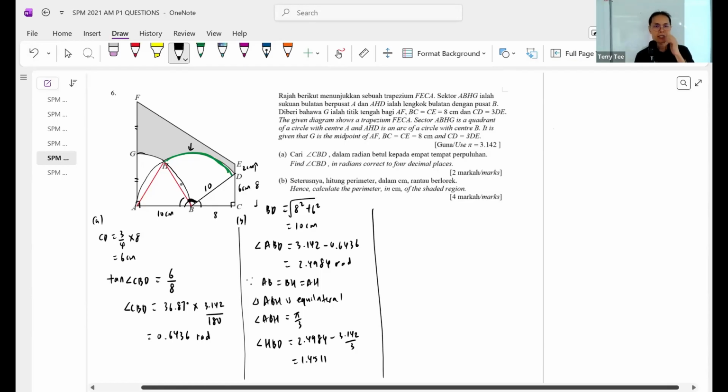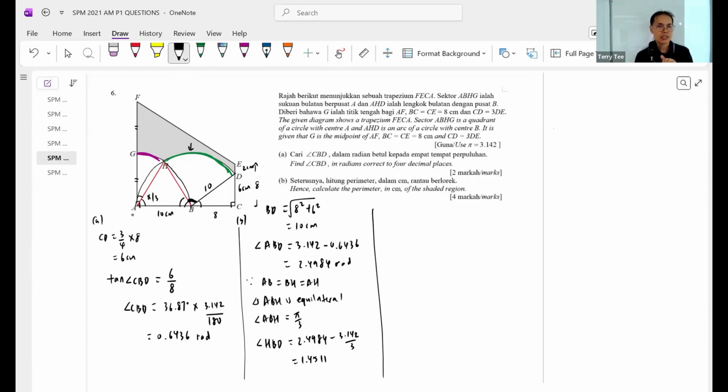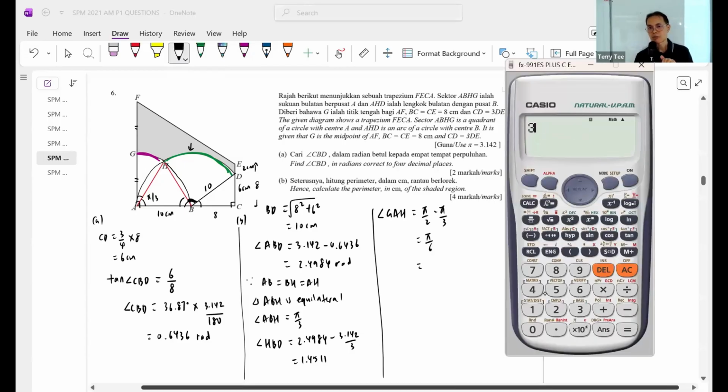Okay, so what else do I need? I need the purple arc. Now, for this purple arc, we know this is 90 degrees, and we know this is pi over 3. So you need to find GAH. What's angle GAH? Guys, angle GAH should be 90 minus 60, which is 30. 30 degrees is pi over 6. Pi over 6 in radian, 3.142 divided by 6, is 0.5237.